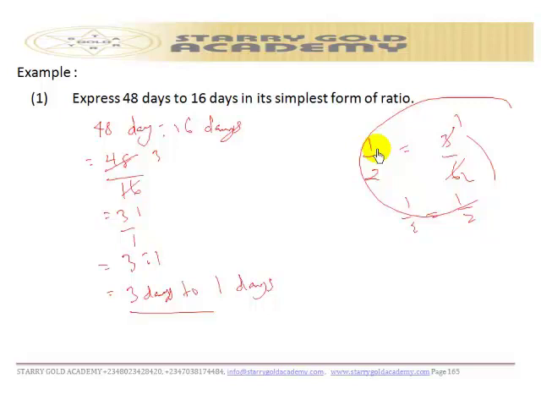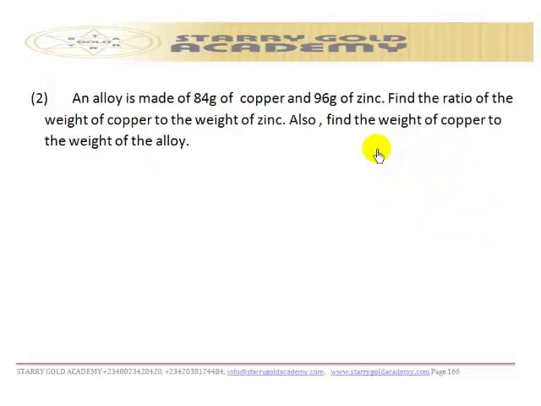So let's check another ratio. An alloy is made of 84 grams of copper and 96 grams of zinc. Find the ratio of the weight of copper to the weight of the zinc, and find the weight of copper to the weight of the alloy.